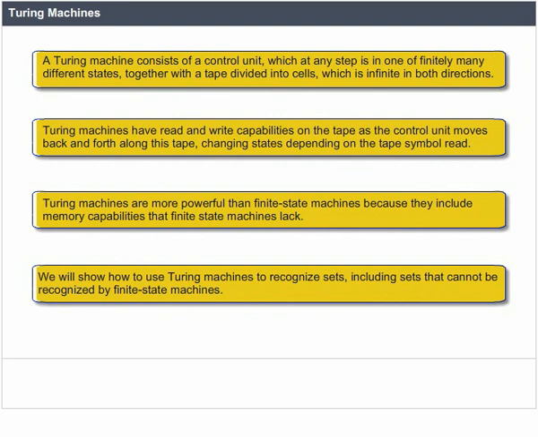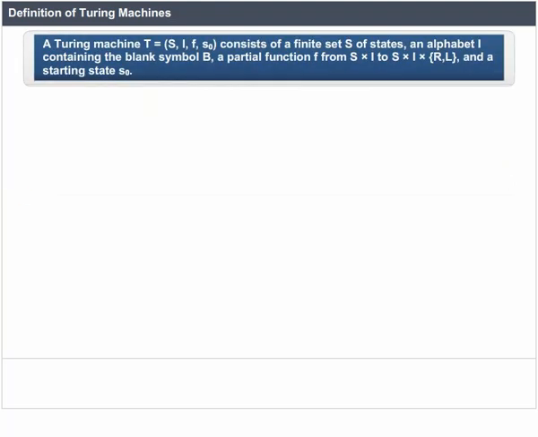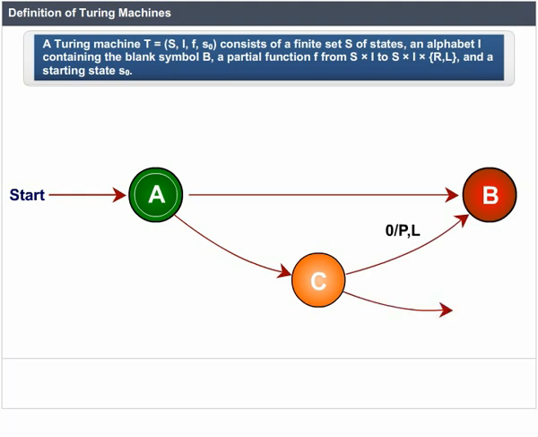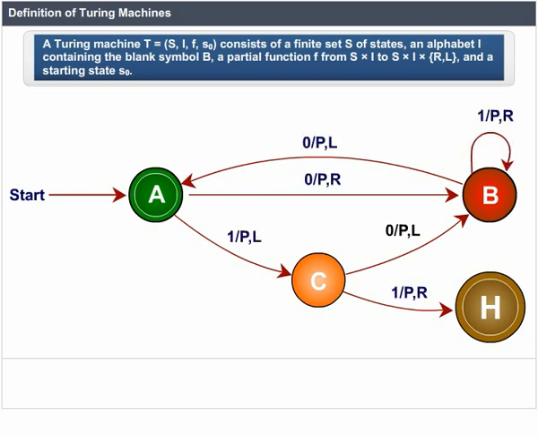Definition of Turing machines. A Turing machine T equal to (S, I, f, S0) consists of a finite set S of states, an alphabet I containing the blank symbol B, a partial function f from S cross I to S cross I cross {R, L}, and a starting state S0.